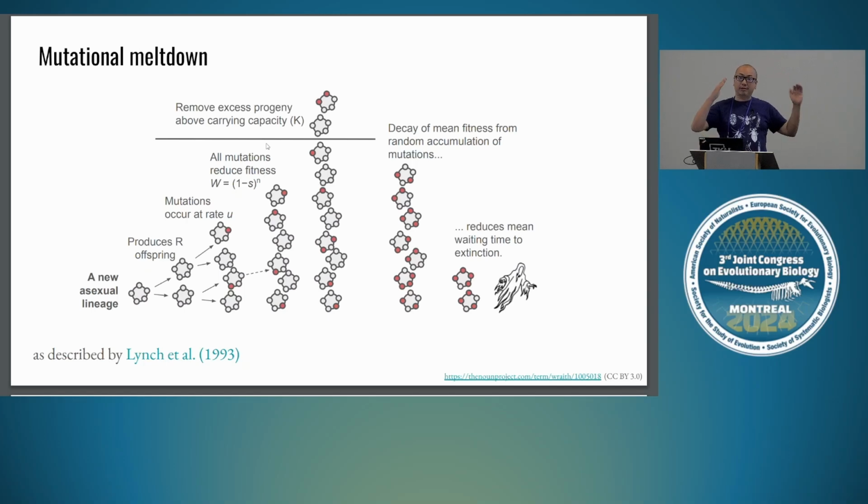Anyway, the population keeps growing until it reaches some carrying capacity. There's only so much room for so many individuals, so some of those offspring get shaved off. And that is going to keep the population at some size. With the random accumulation of mutations by genetic drift, all of these individual genomes are going to keep picking up deleterious mutations until the reproduction rate gets driven down to the point where the population is going to go extinct. And so this is just a cartoon summary of mutational meltdown described from a paper from Lynch.